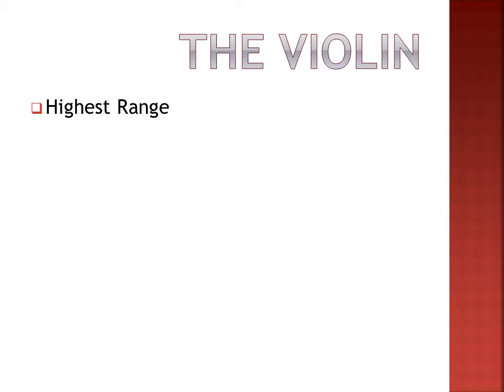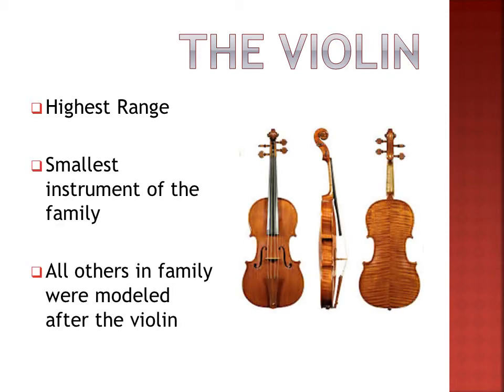The highest ranging instrument is the violin. It's also the smallest instrument of the family, as you can see from the picture below. All other instruments in the family were modeled after the violin. It was invented first and is one of the most commonly used stringed instruments across the planet.